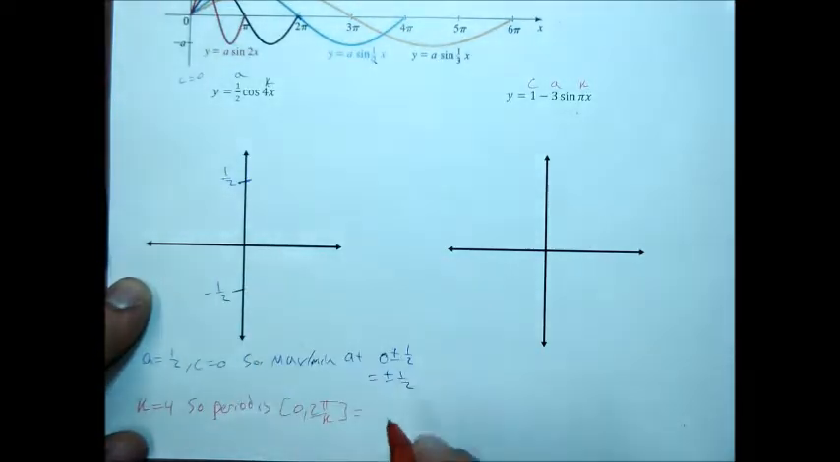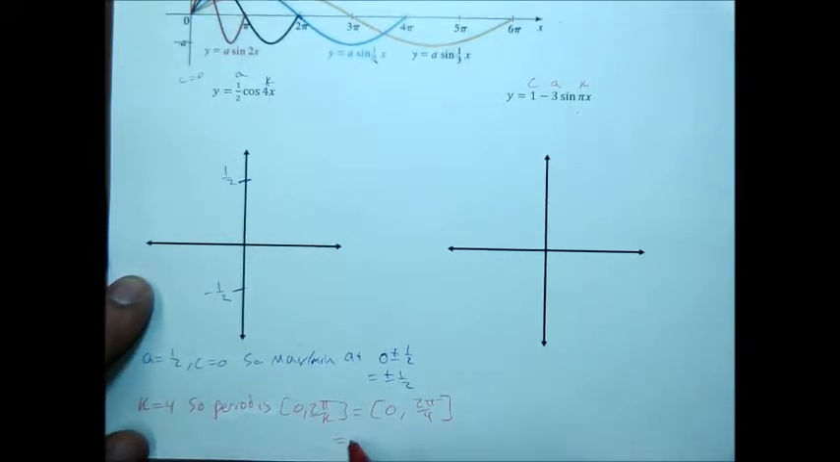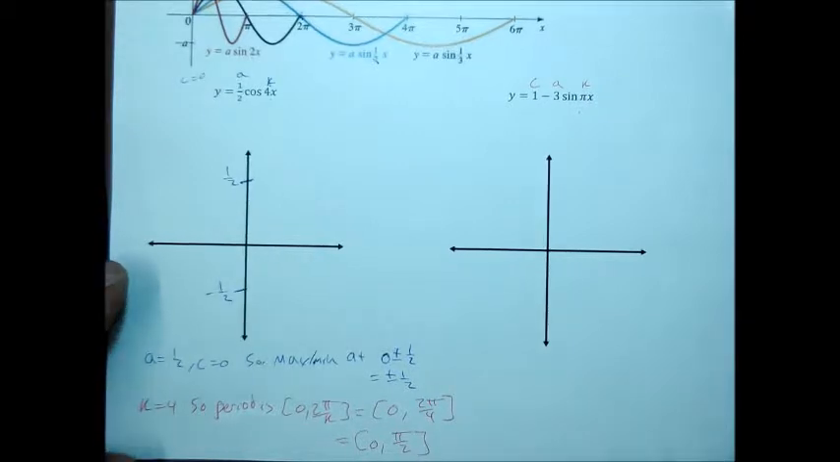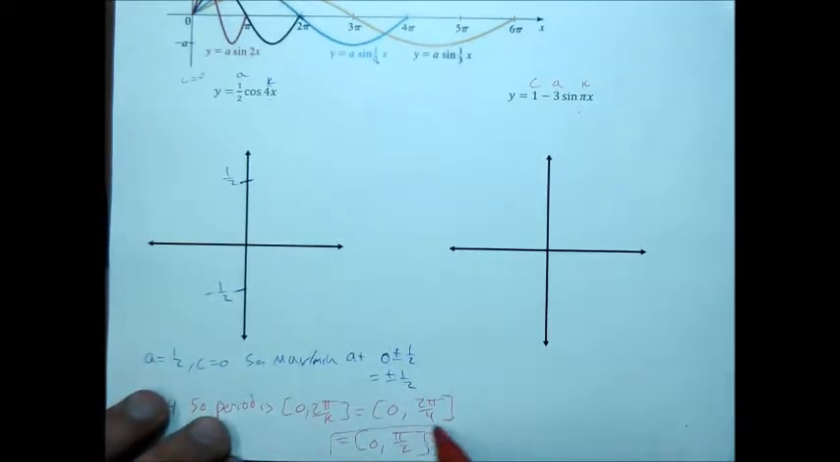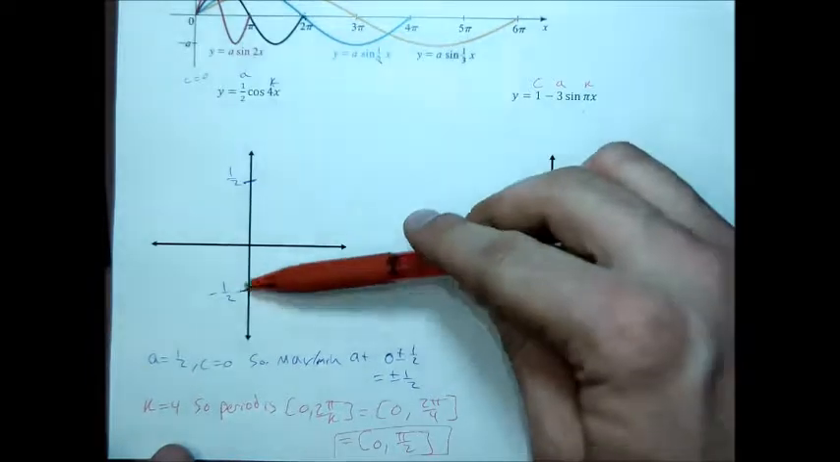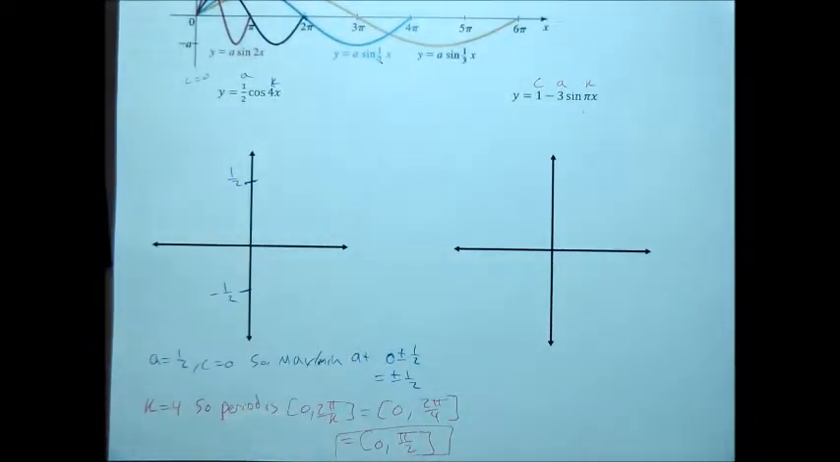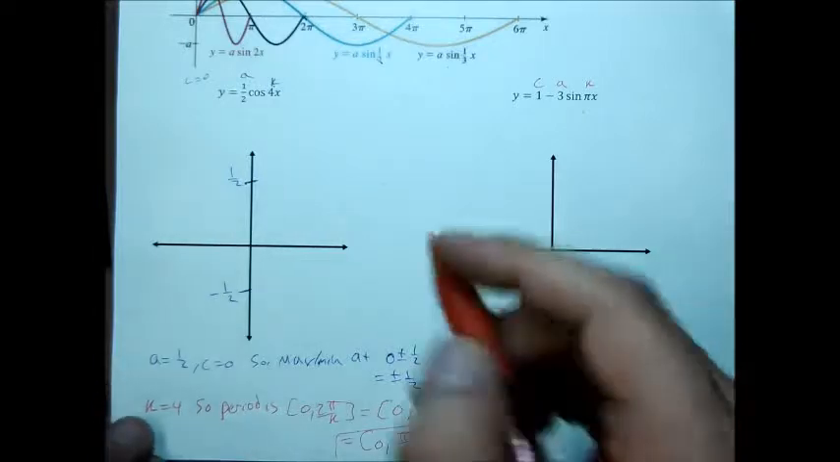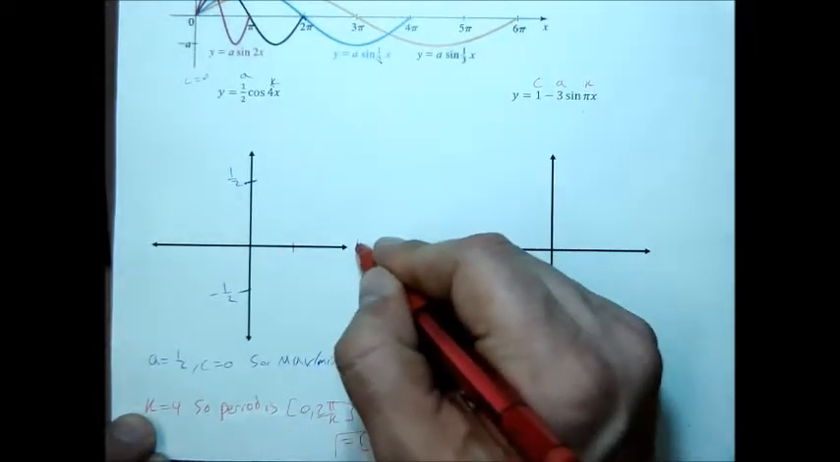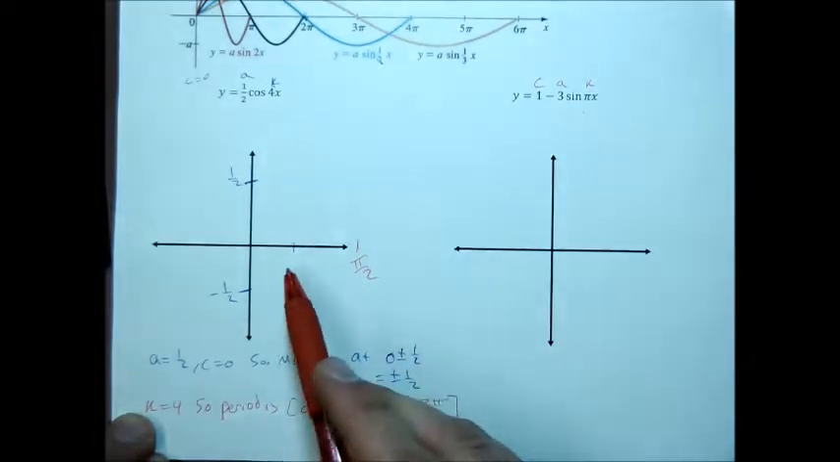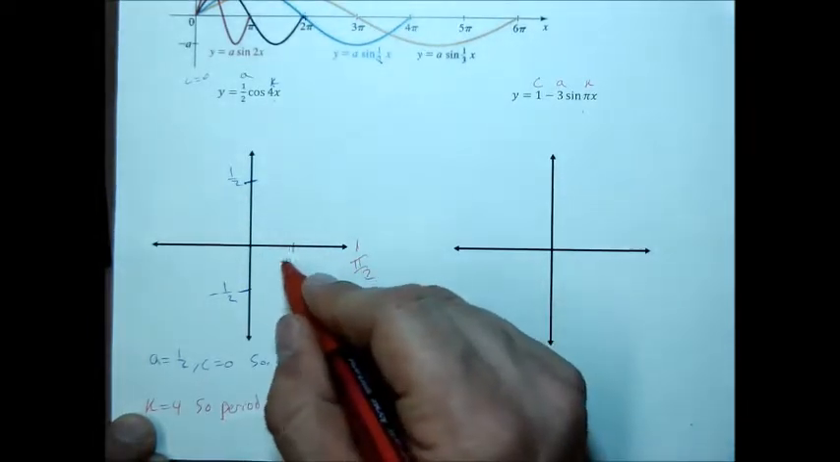K is 4 here, and so we'll graph this on 0 to 2 pi over 4. And 2 pi over 4 reduces to 0 to pi over 2. 2 goes into 4 twice. And so this is our new period. And so we have a max or a min, but now horizontally, instead of going from 0 to 2 pi like we did on the last page, we're going to go to pi over 2, and that means halfway in between there is going to be pi over 4.